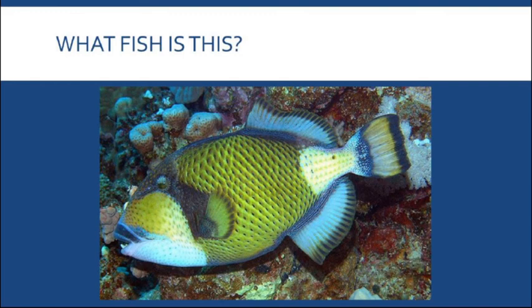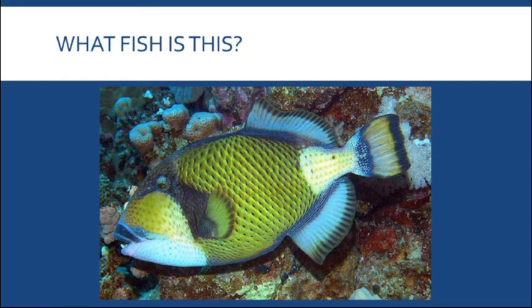All right, having a look at this one. Okay, so we can see it's that diamond-shaped body. We can see that he is currently using his anal and dorsal fins to swim by undulating them. Okay, and we can see those really strong teeth, which suggests that this fish crushes its prey. So it probably eats sea urchins or shellfish, that kind of thing. So if you guessed triggerfish, you are correct.